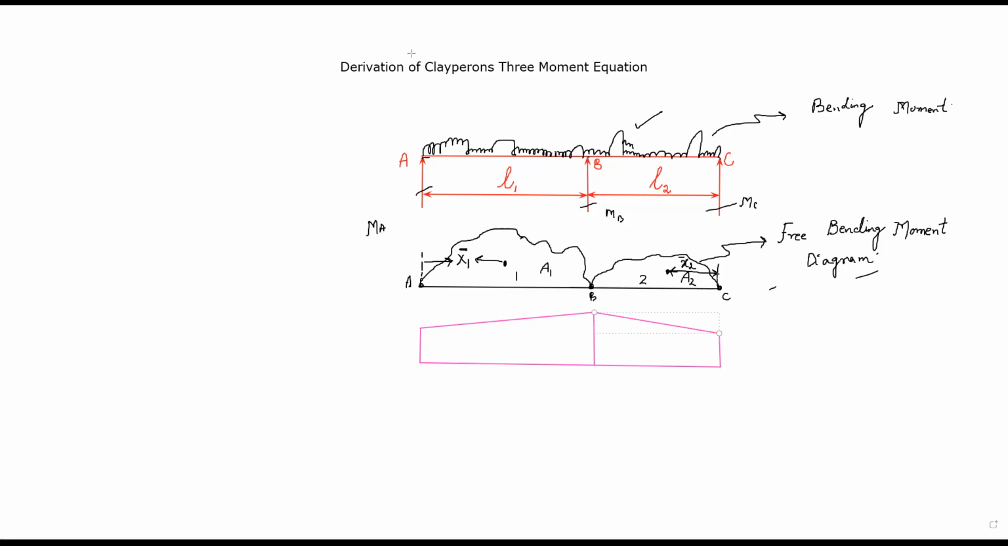This is the diagram of bending moment, not exactly the actual bending moment. This is the bending moment diagram that we are obtaining when we are assuming the value of the bending moment here is MA. The value of the bending moment here is equal to MB. The value of the bending moment here is equal to MC.